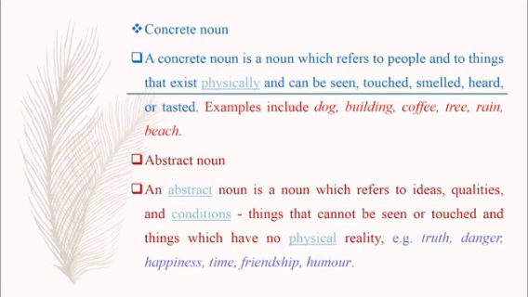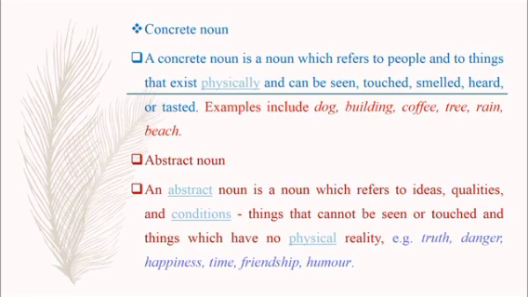Next, we are going to see concrete noun. A concrete noun is a noun which refers to people or to things that exist physically and can be seen, touched, smelled, heard or tasted. Examples include dog, building, coffee, tree, rain, beach.